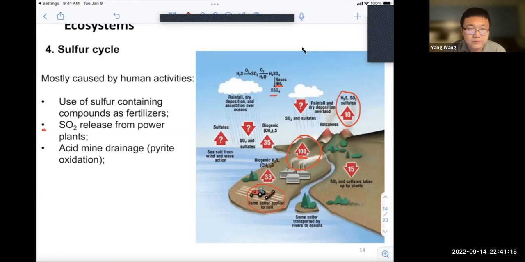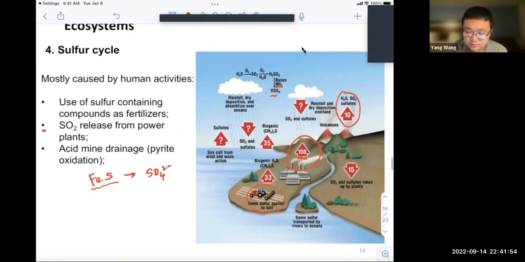For example, if we're talking about mining of the metals, right? Most of these metal mines will contain sulfur inside. For example, iron is combined with sulfur, and these are called iron sulfide, right? Basically, these can get reacted and oxidized into sulfates, right? And further get dissolved or mixed into the water streams and then enter our ecosystem.